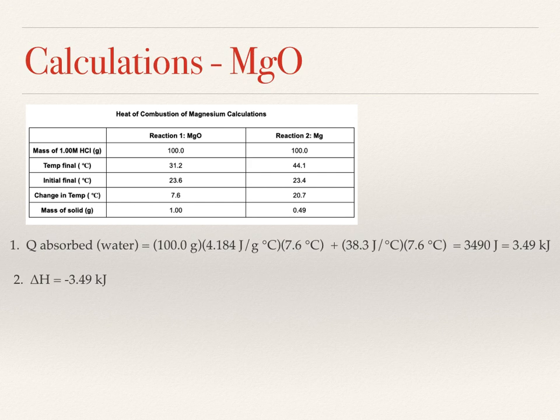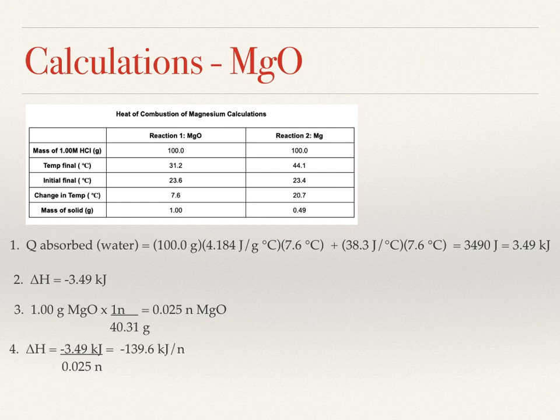Next thing we would do is calculate our moles of magnesium oxide using molar mass. And then we would take our enthalpy divided by our moles to get our heat of the reaction per mole.